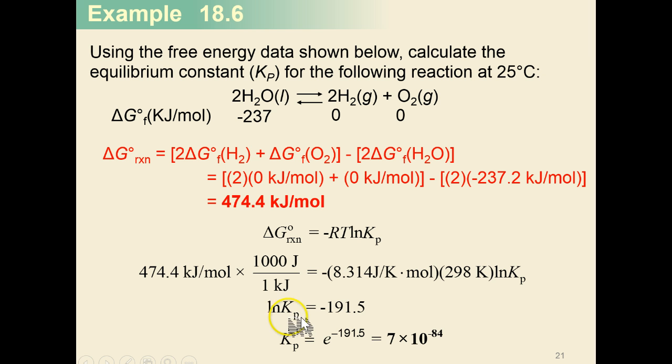And then we solve for the natural log of the constant, and we get negative 191.5. And so if we take e to that value, that's how you remove that natural log. That might be something that you are not totally familiar with mathematically, but that's how it's done, giving us a ridiculously low number, essentially 0. Boy, is that a low number.